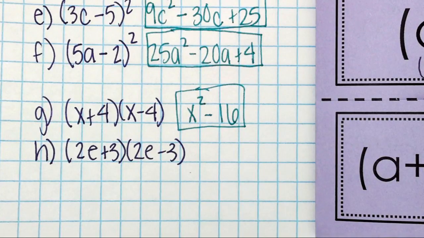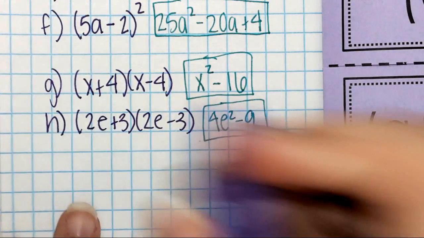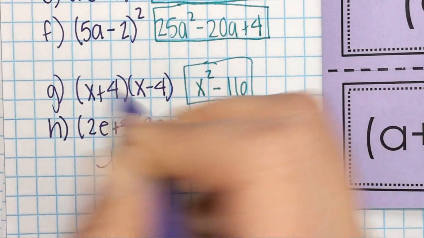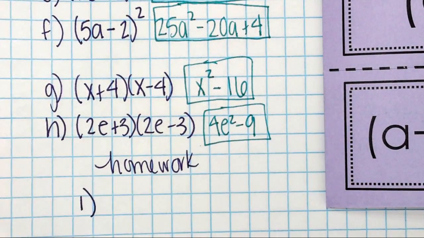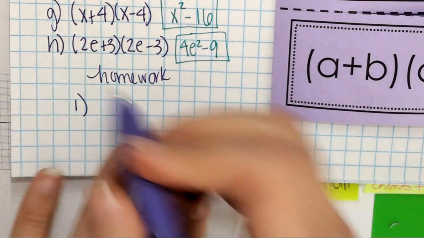It's 4e squared minus 9. Homework. Hold up. How many homework problems do we have?